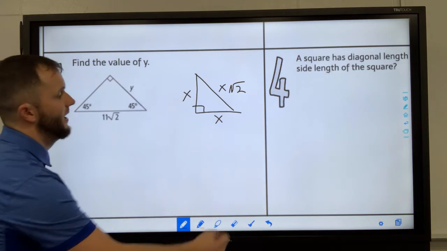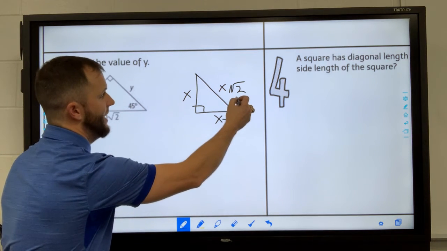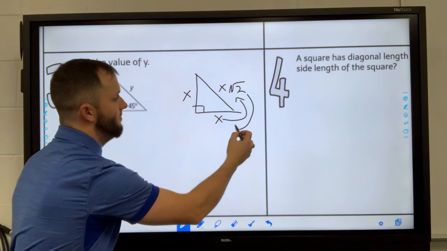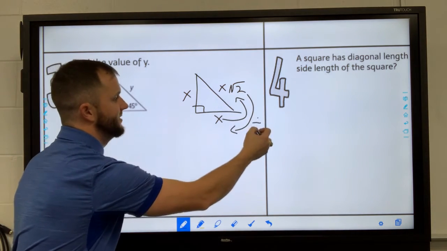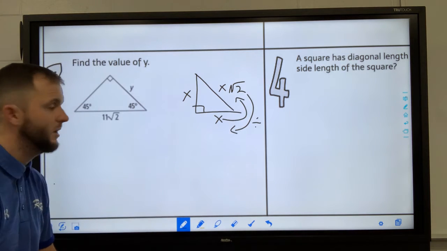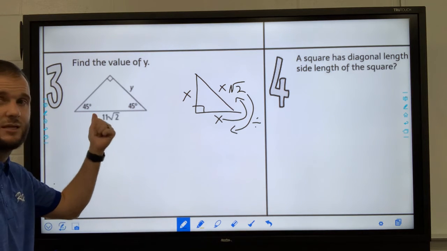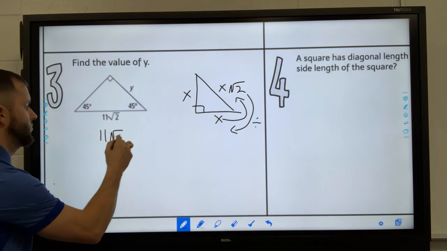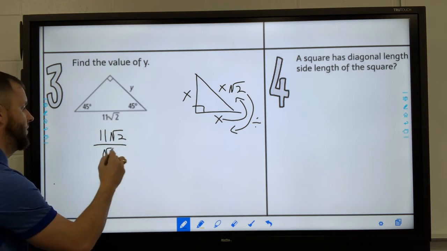So I know if I'm going to go from my leg to my hypotenuse, I'm going to multiply by the square root of 2. So that means if I go backwards, back to the leg, I have to divide by that square root of 2. So let's go ahead and take this hypotenuse, divide by the square root of 2 to get to y. So I'm going to do 11 square root of 2 divided by the square root of 2.